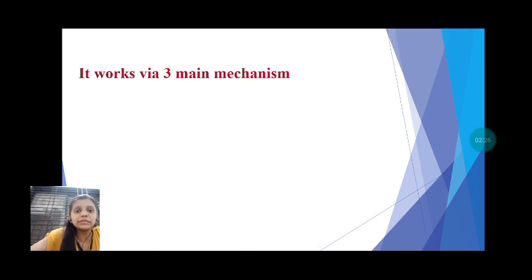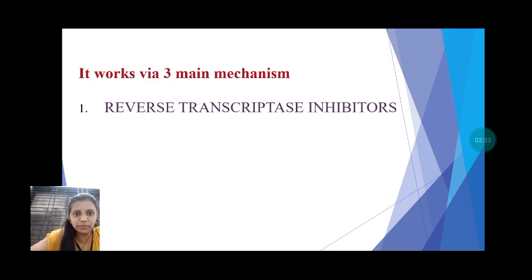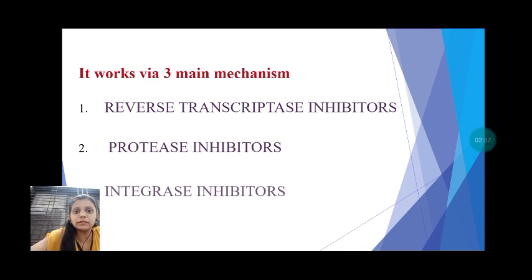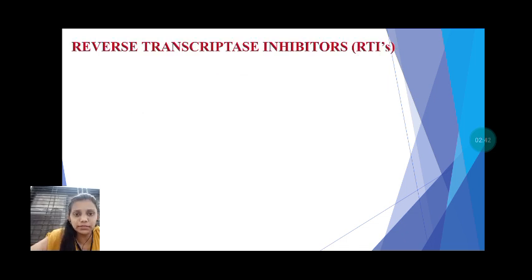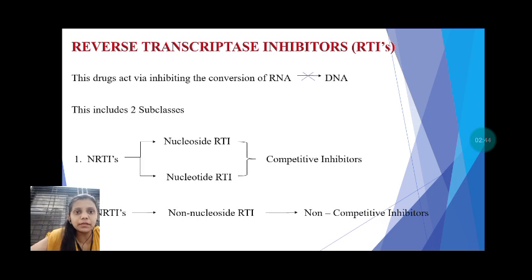Now, how do the antiretroviral drugs work? They work via three mechanisms. The first is the reverse transcriptase inhibitor, second is the protease inhibitor, and third is the integrase inhibitor. First, we'll see the reverse transcriptase inhibitors. The drugs which act by inhibiting the conversion of RNA into DNA are known as the reverse transcriptase inhibitors. This includes two subclasses. One is the NRTIs and the other is the NNRTIs.